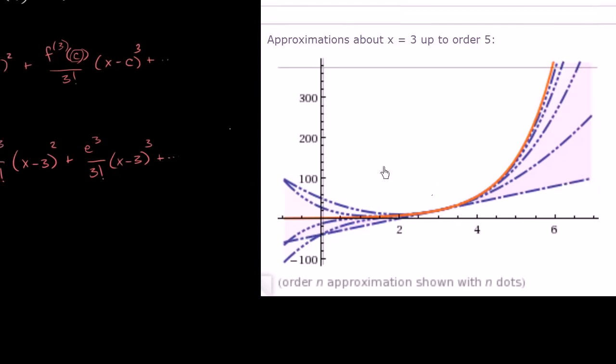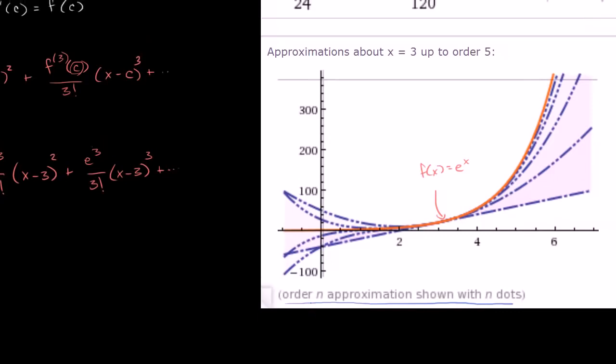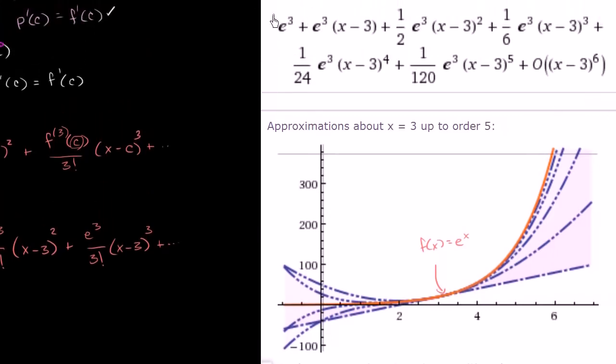So in orange, we have e to the x. We have f of x is equal to e to the x. And then they tell us order n approximation shown with n dots. So the order 1 approximation, so that should be the situation where we have a first degree polynomial. So that's literally a first degree polynomial would be these two terms right over here, because this is a 0th degree, this is a first degree. We just have x to the first power involved here.